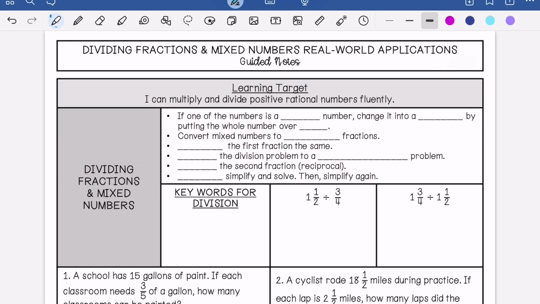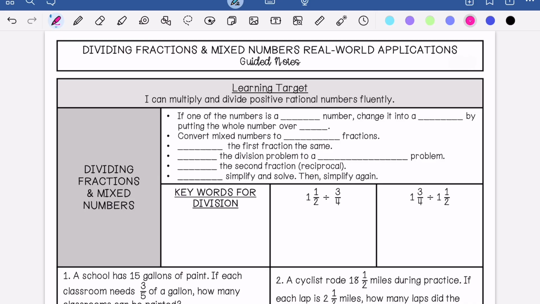We are going to go over dividing fractions and mixed numbers, real world applications. My learning target is I can multiply and divide positive rational numbers fluently. We are going to review how to divide fractions and mixed numbers, go over some keywords we may see in a division word problem, and then go over some examples.